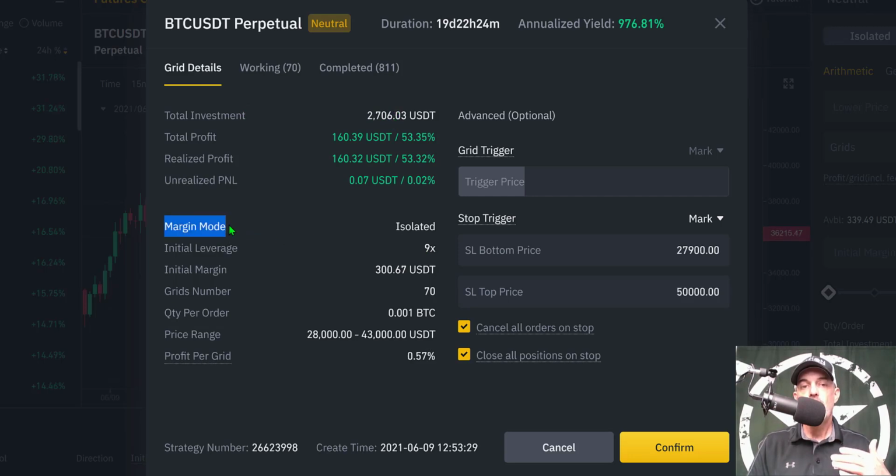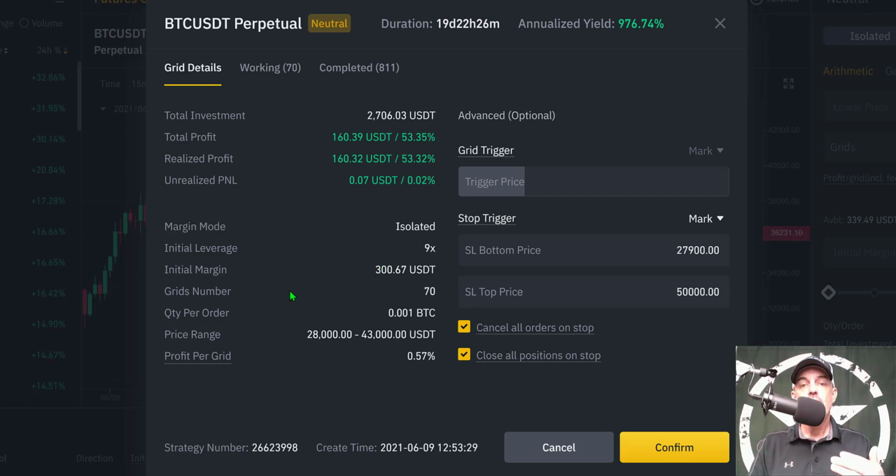And when I deployed this bot, I chose margin mode of isolated as I wanted my risk of being liquidated limited to my initial margin of the 300 USDT. I did not want my risk spread across, and that would be your cross margin mode, all my other assets.